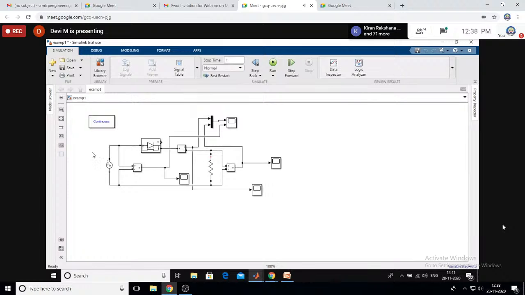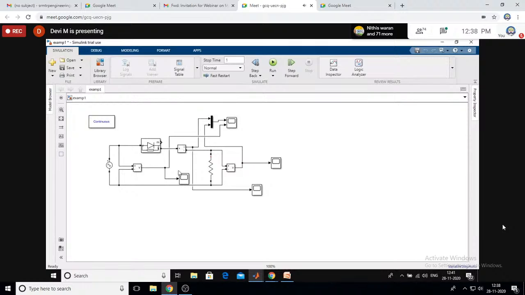So this is my source, this is my diode, and this is my resistance block. I have already told this is my voltage measurement, used to measure the output voltage. This is the voltage measurement used to measure the input voltage, and this is the current measurement used to measure the current. I have given n number of scopes.